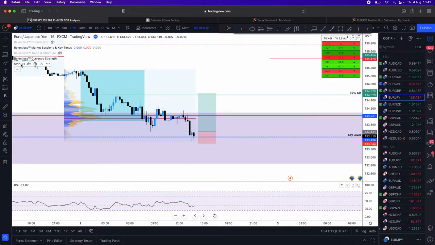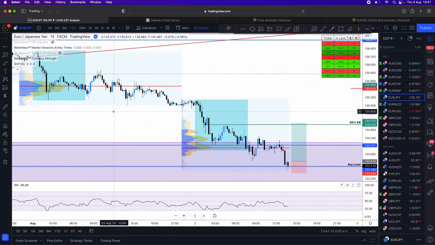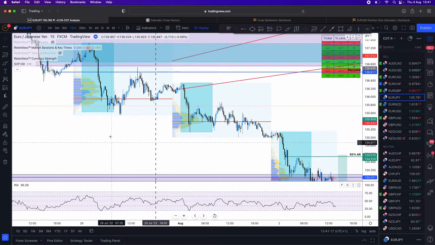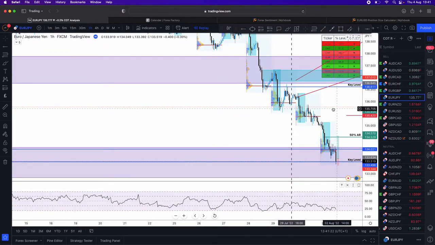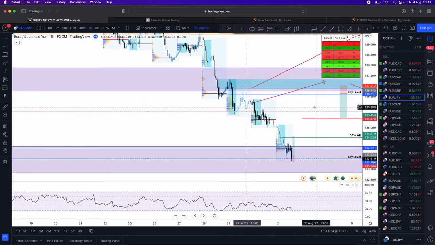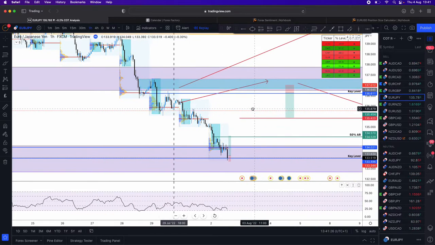So Session Volume Profile HD, and what this does is it shows you where the majority of the money was in the market really, on a daily basis. So you can put it on whatever time frame you want. Don't go any higher than a 1 hour though to do this because it won't look right.